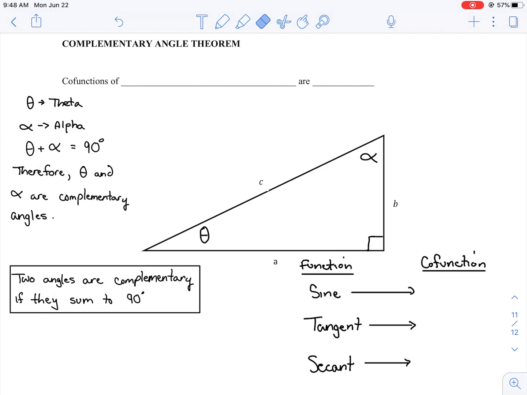Hello class, in this video I will be discussing the complementary angle theorem. Let's begin. So what does the complementary angle theorem state? Well, it states that cofunctions of complementary angles are congruent or equal.